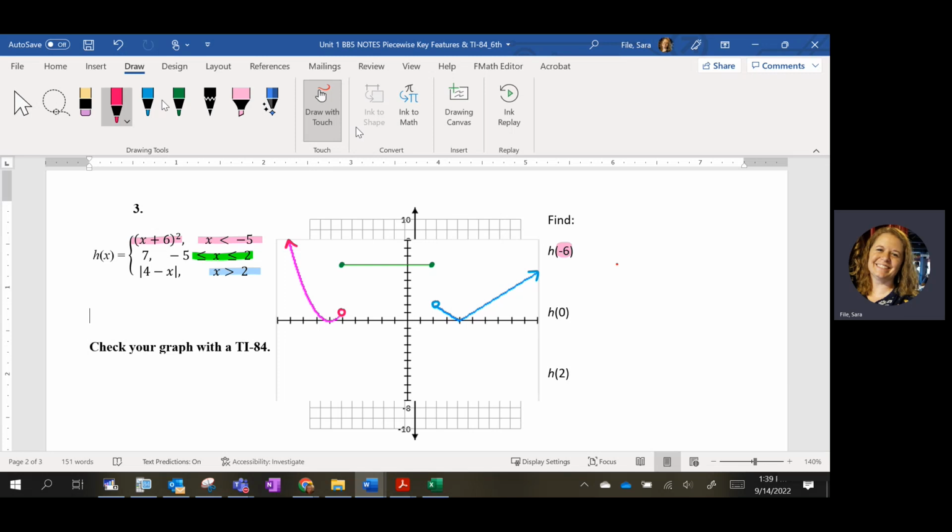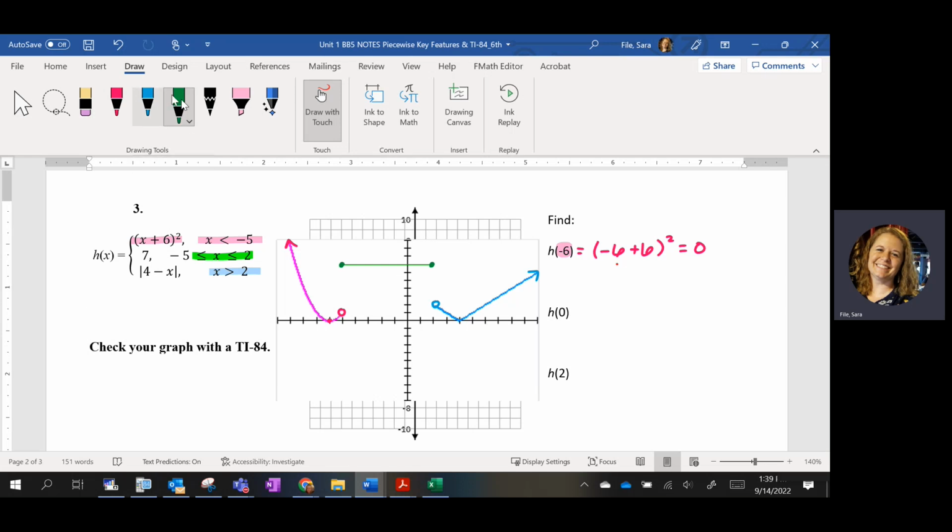So I plug that in: -6 plus 6 squared. That comes out to 0 squared, which is 0. If you want to use the graph, you can do the same thing. You look on the graph where the input is -6. I go to -6, and how about that, I'm right there at 0. I would have gotten the same answer using the graph. But your graph has to be accurate for you to really be able to use it to evaluate.